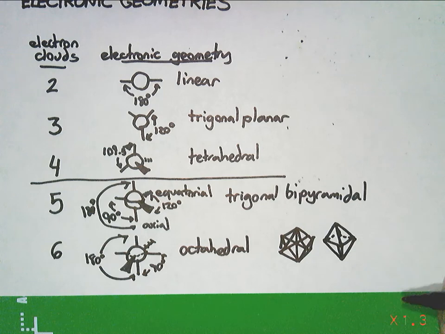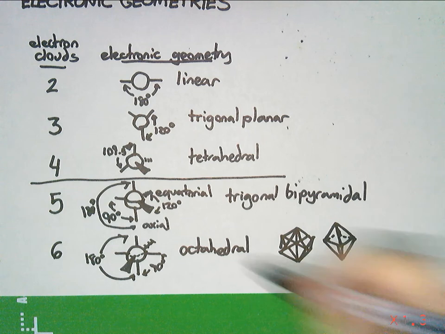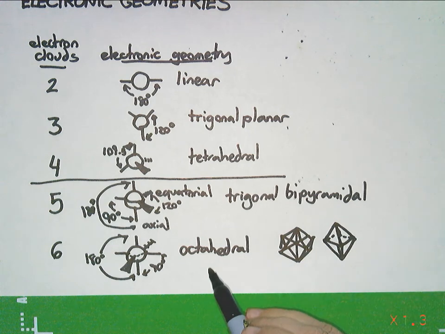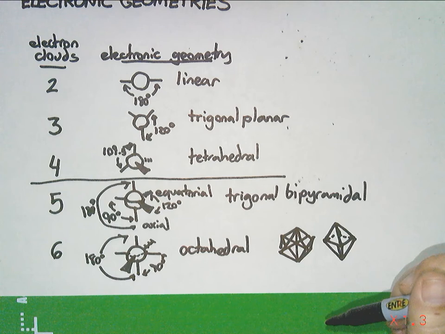You get sort of a solid with 8 faces on it, and that's an octahedron. And that's why they call this octahedral. But remember, when they say octahedral, it doesn't mean 8. It means really there's 6 electron clouds there.